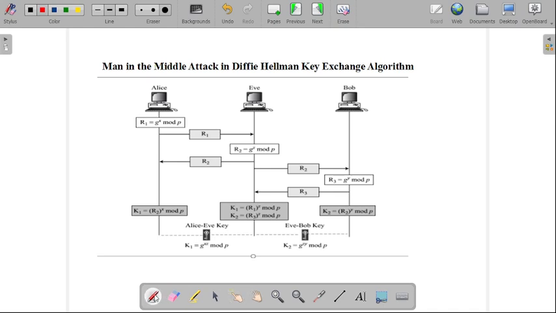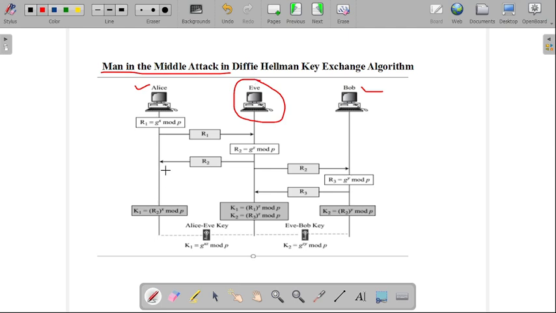Hello everyone, in this video I am going to explain the concept of man-in-the-middle attack in the Diffie-Hellman key exchange algorithm and its examples. In the Diffie-Hellman key exchange algorithm, there are two users, Alice and Bob, and they are creating a shared symmetric key between each other. But in a man-in-the-middle attack, there is one attacker who can intercept the request between Alice and Bob. That's why it is called a man-in-the-middle attack.